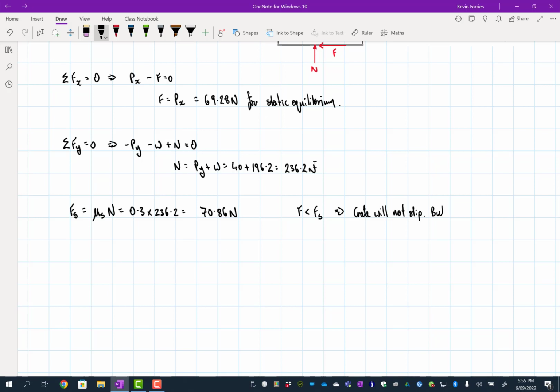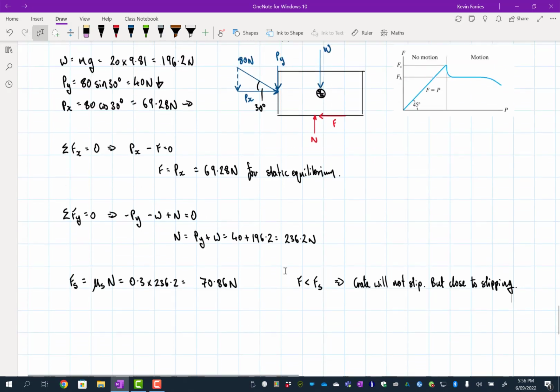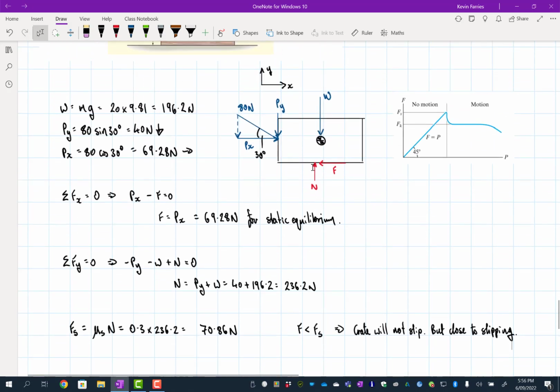But we could say it's close to doing so. It's very close to slipping, so just a little bit more force and it would slip. Okay, so that's that one there. Now if this force was the other way up, we'd end up with a Py component upwards, and so we'd end up reducing N, in which case it would definitely slip. You know, if this was 18 newtons and it was 30 degrees upwards, then it would definitely slip.